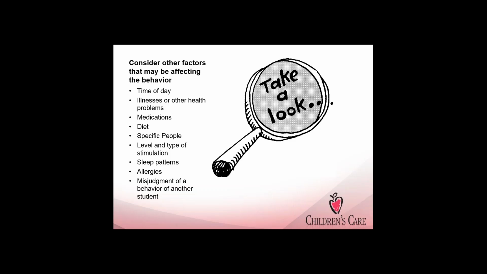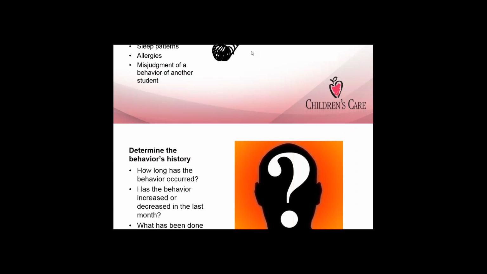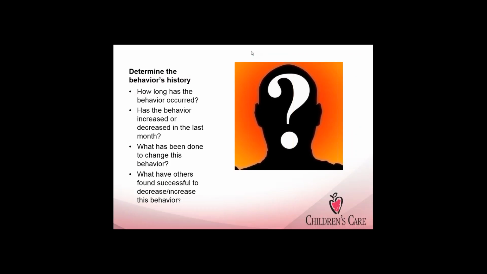And then also misjudgment of a behavior of another student. I know a young man who perceives other students looking at him to be a hostile action. It's a threat, and they may just be looking at him to say hi, or maybe not even looking at him, but just in his general direction, and he perceives that to be hostile.